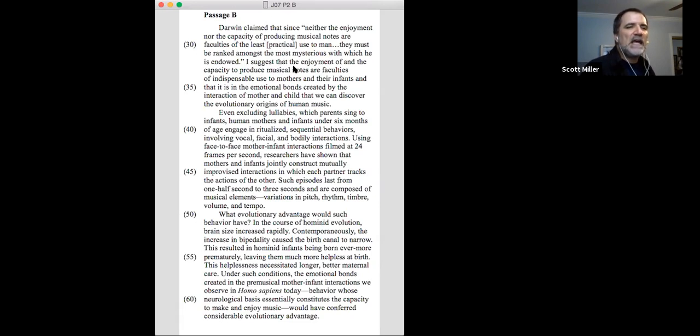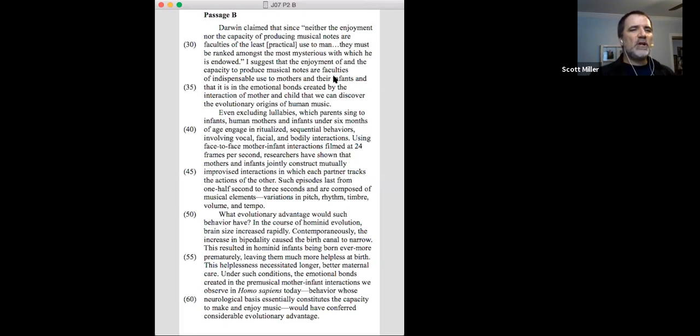Even this next sentence, you might say, I suggest that the enjoyment of and the capacity to produce musical notes are faculties of indispensable use. Well, faculties, what are faculties? Maybe you've heard that word before, maybe you know what it means, but maybe you don't. Isn't that like the staff of a college or something like that? But faculty means ability, right? Your senses or your abilities.